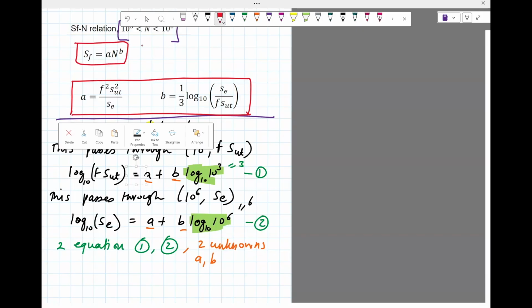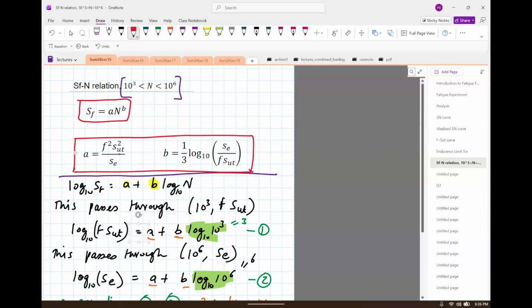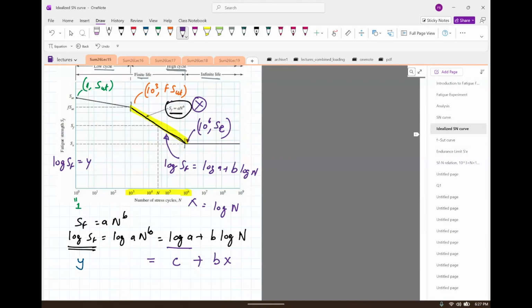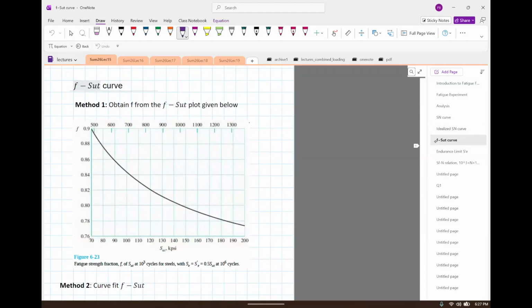Now the question: what is endurance limit SE? I'll get to the endurance limit in just a bit. Remember SUT, we know SUT; it is the ultimate strength. When you did the stress-strain curve, we got SUT. What is unknown here is two things: one is F, and the other is SE. So how do we get those two? First, let's see how to get F, and then I'll tell you how to get SE.